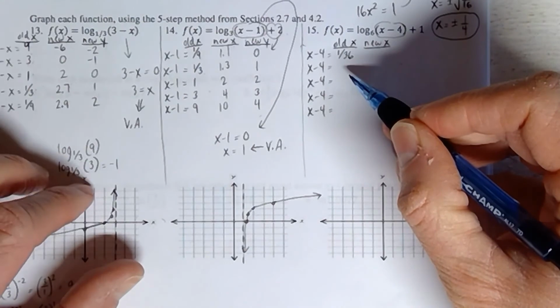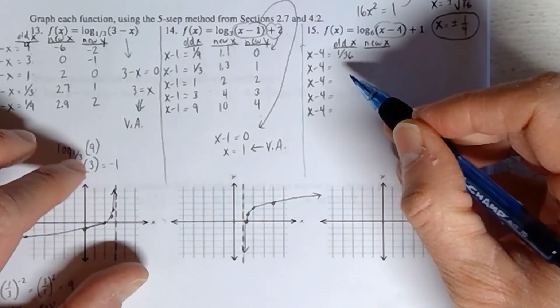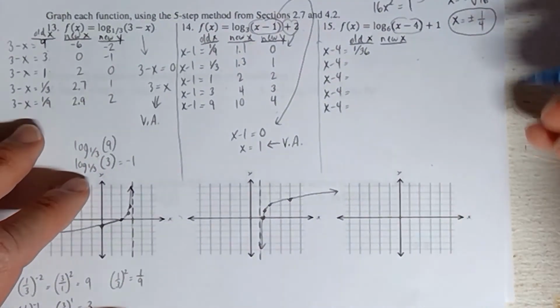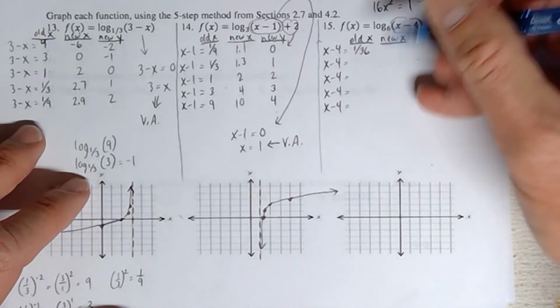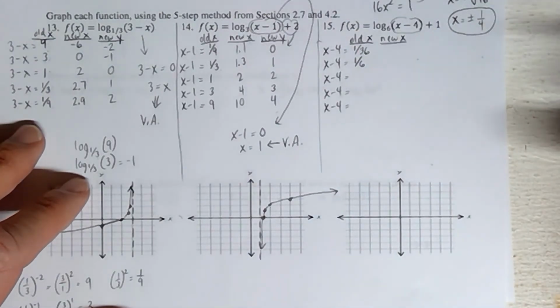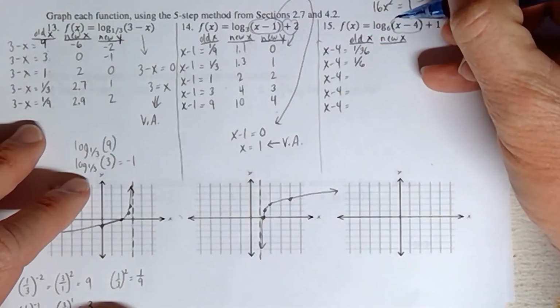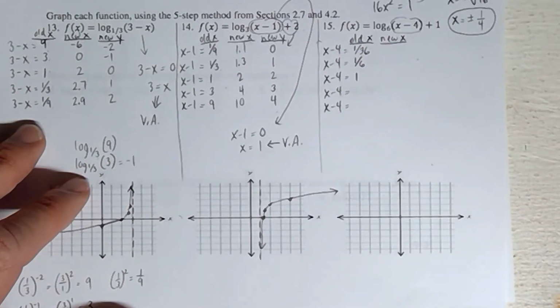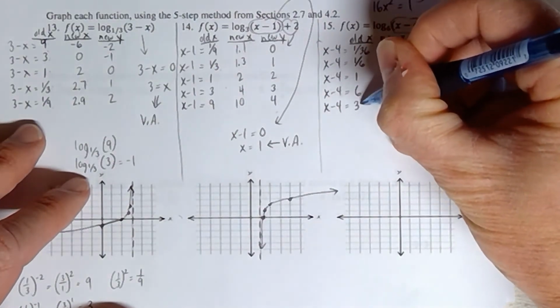All right, that is going to be the first one there. The next one's 6 to the negative 1, which is 1 over 6 to the first. The next one is going to be 6 to the 0, which is 1. And then 6 to the first. And finally, 6 to the second.